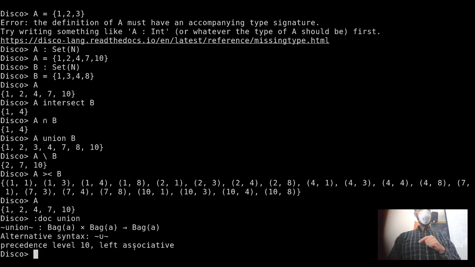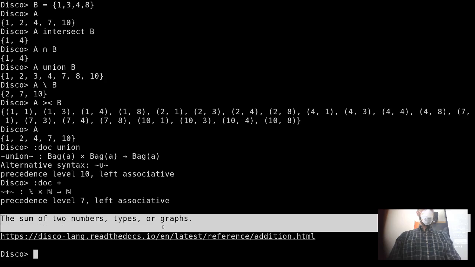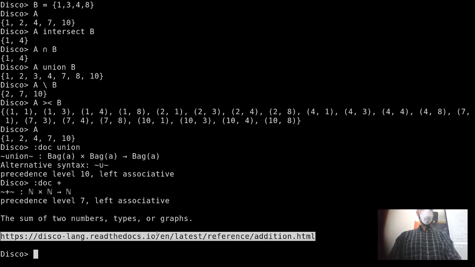Don't worry about this. This is basically telling you when you have to put parentheses. Let me do a different example, maybe plus. So it gives you that information. It also has a little short description here, and it also has a link to some documentation on the website.